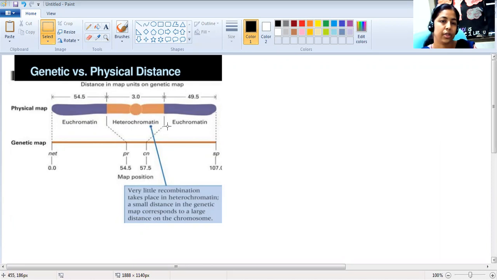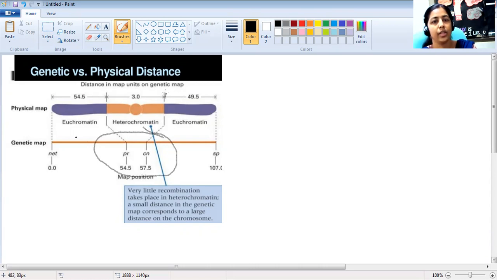That means a small distance on the genetic map. When we see the genetic map, it is a small distance, right? This is a small distance. So this part is a small distance, 54.5 to 57.5. But when we say it is the physical distance, this is the physical distance. So the genetic map corresponds to the last distance of the chromosomes.